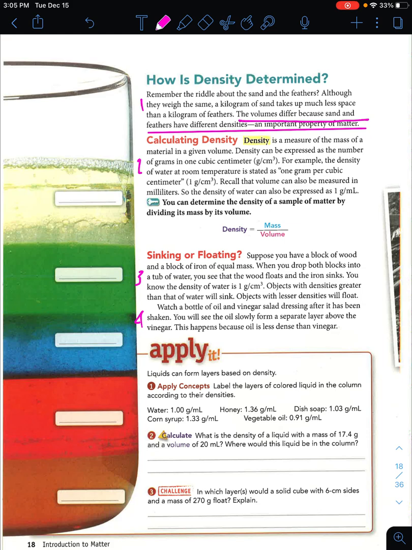Paragraph 2 has a lot happening, so I'm going to read through it while I mark it. I'm going to circle the word density because I know that's going to be an important word. Density is a measure of the mass of a material in a given volume. I already know that that's important, so I'm going to underline that. Density can be expressed as the number of grams in 1 cubic centimeter. That also sounds important.